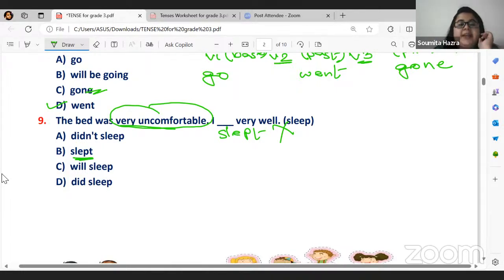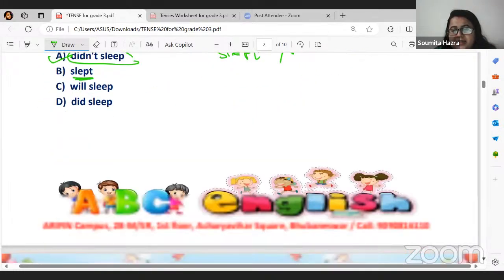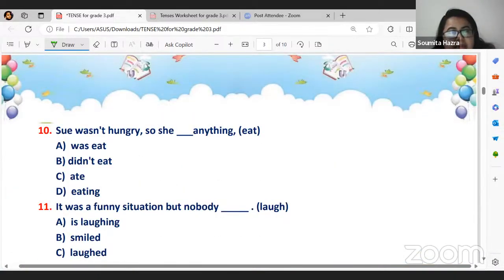9A. Yes, very good. The bed was uncomfortable, so I didn't sleep well. I would have slept well if the bed had been nice, a comfortable one. But the bed was not comfortable, so I did not sleep well. So you are using did not. Negative sentence. Okay. That is number 9. Oh, you are already done with 9 sentences. Wow. Let's go to number 10.